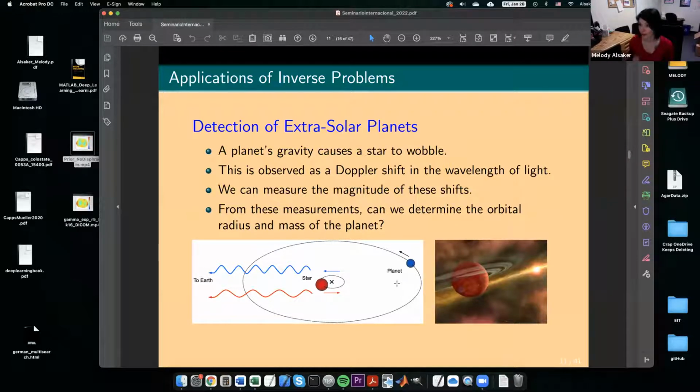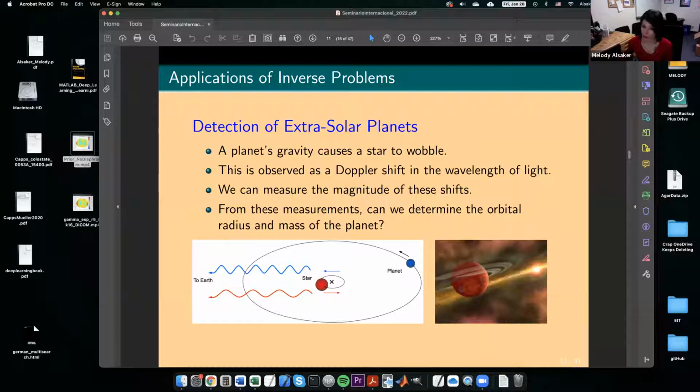We cannot see the planet directly, right? So we've got telescopes that can maybe see the star because it's bright, but the planet is just simply too dim. So it's these indirect measurements that are giving us information about this object here. And yeah, this is an inverse problem.